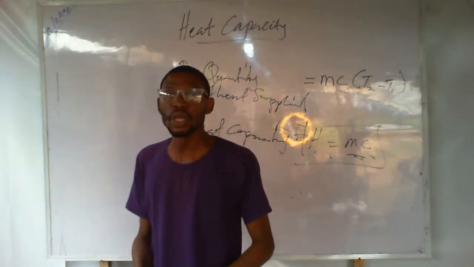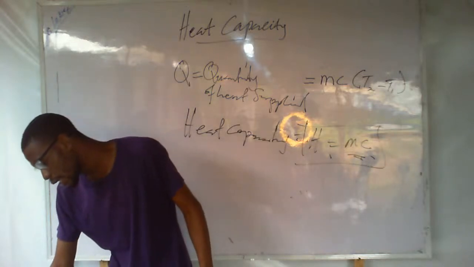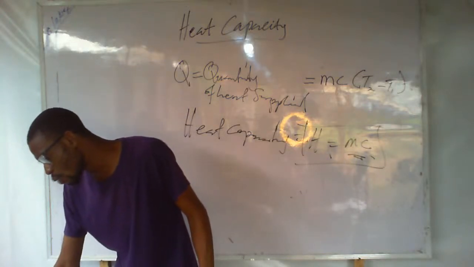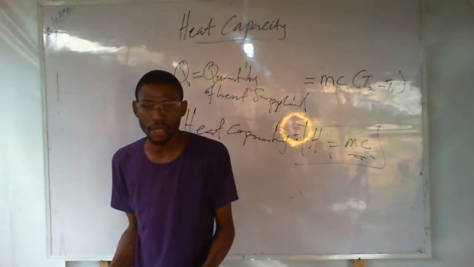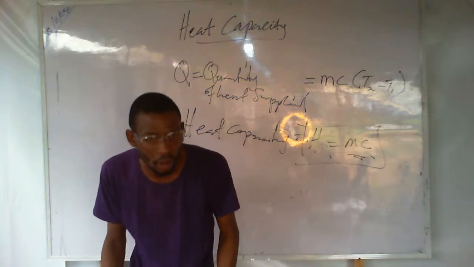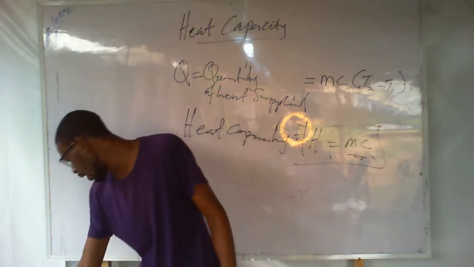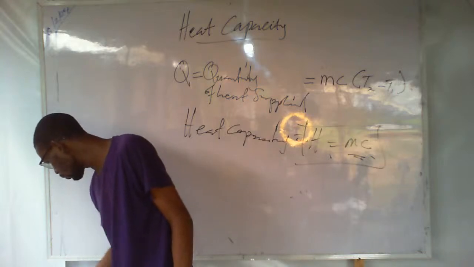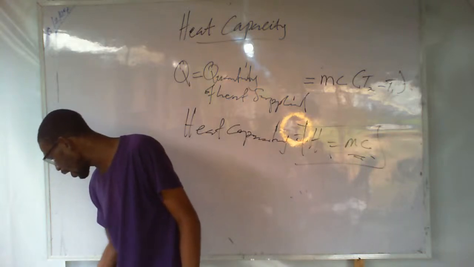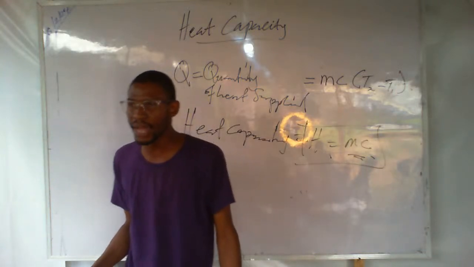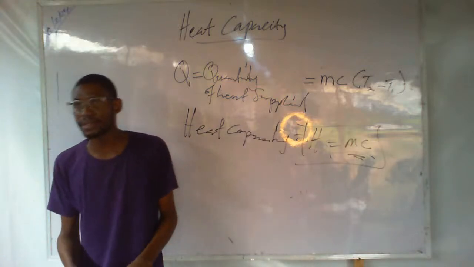Okay. So now, the next aspect where some students used to have issues is the method of mixture. So we are moving to that aspect now. But before we get there, let's quickly summarize this.